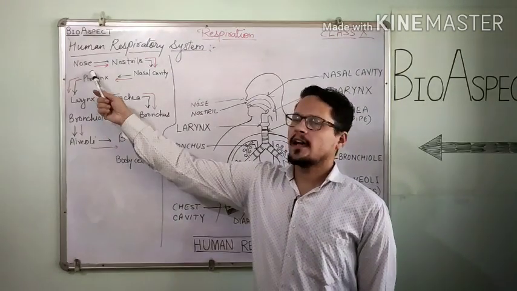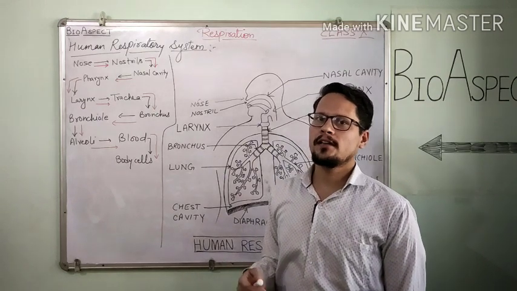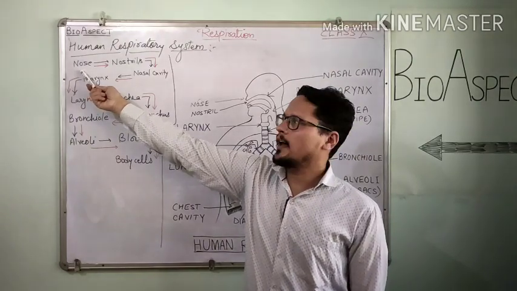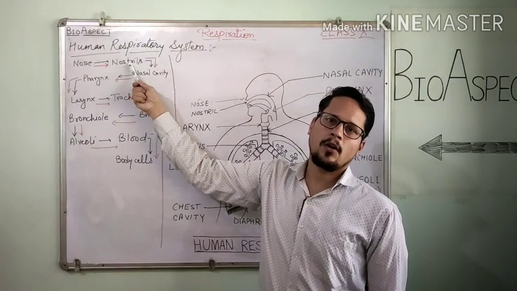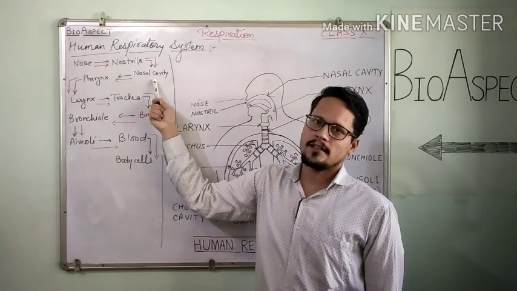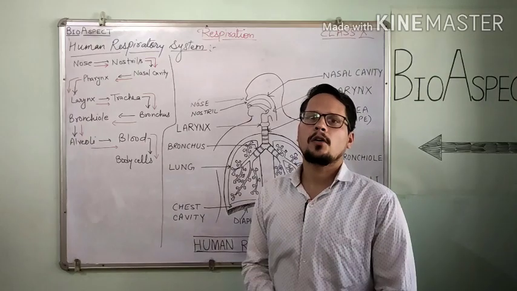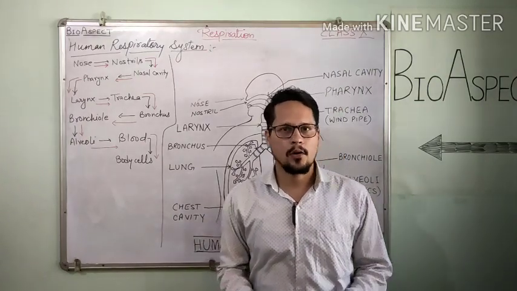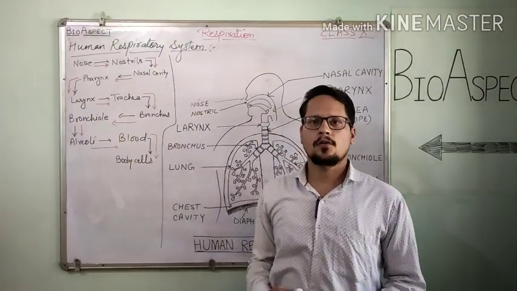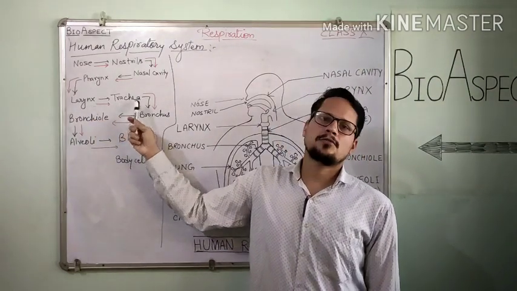Okay, with the help of a flow diagram, we will understand how air reaches our body cells. First of all, the organ nose allows the air to enter through its opening called nostrils. From the nostril, it reaches a passage called the nasal passage. It is also called the nasal cavity. From the nasal cavity, it reaches a common opening of the food pipe and windpipe. It is called the pharynx. From the pharynx, it reaches the larynx. The larynx is also called the voice box, which produces sound. From the larynx, it reaches the windpipe.